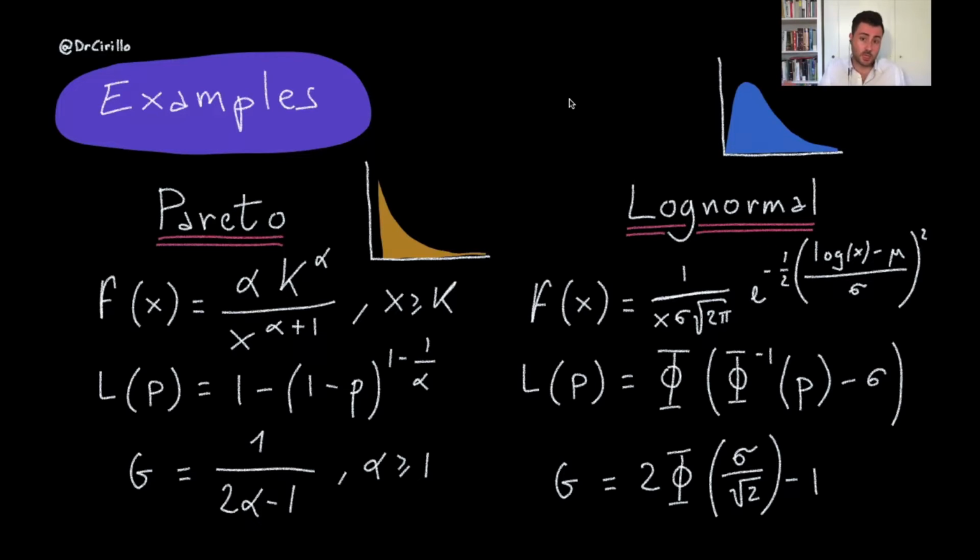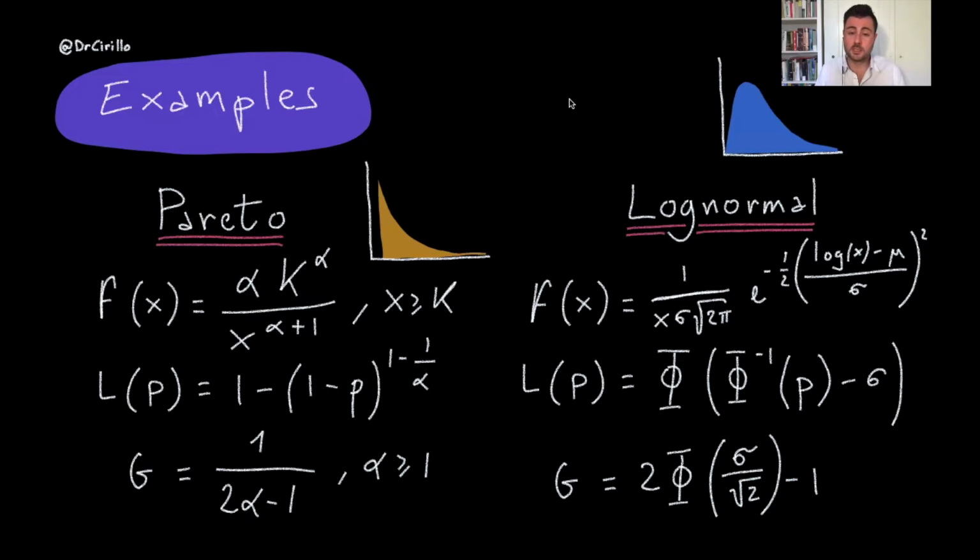The other distribution we consider is the log normal. The log normal is nothing more than a normal in the logs. So the density function is what you see on your screen, that we know very well. I can compute the Lorenz curve. The Lorenz curve is capital phi, which is the CDF of a standard normal, computed in an argument which is the quantile function of a standard normal, capital phi to the minus 1, at a level p minus sigma, where sigma is the sigma parameter of my log normal.